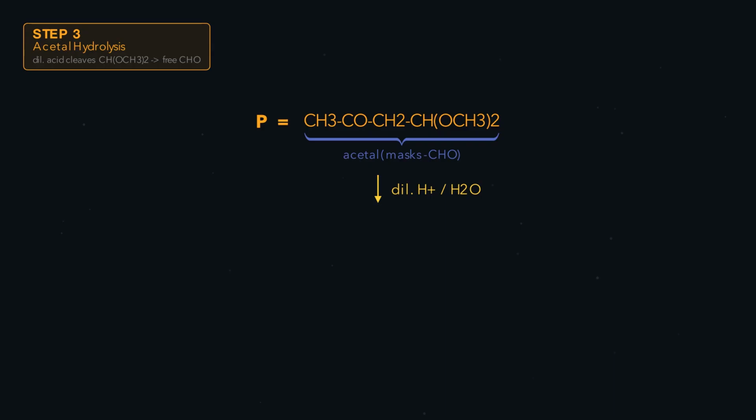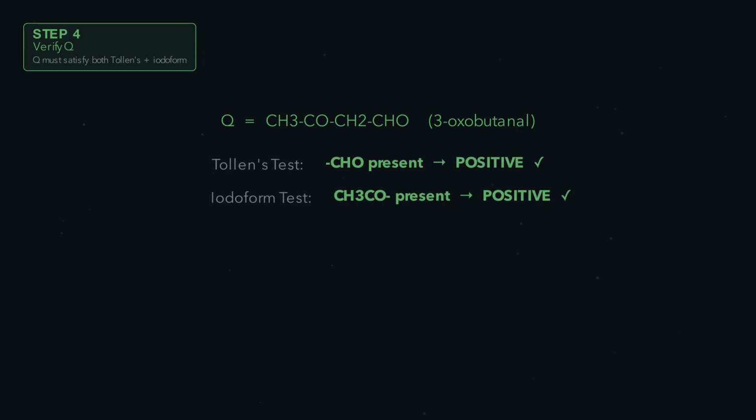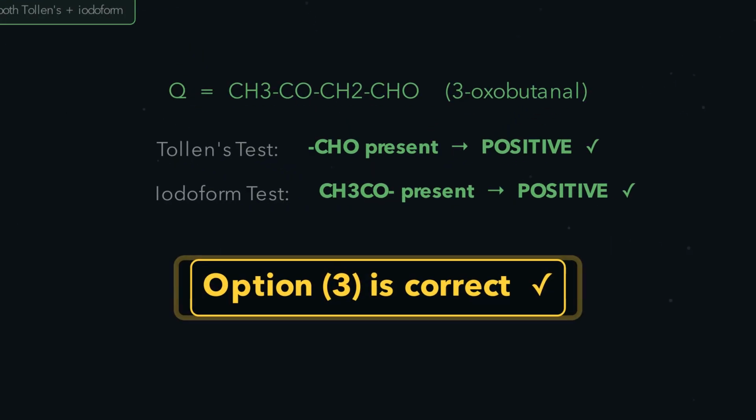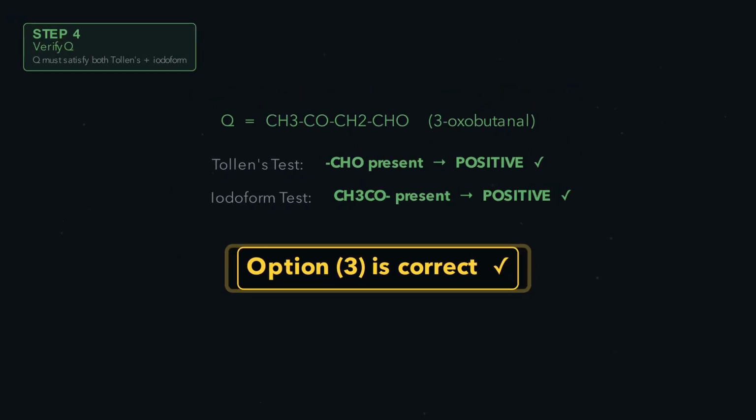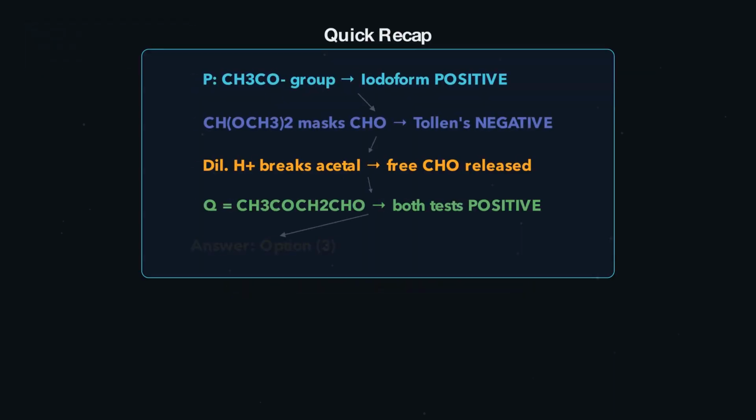Option 3 is the key. It has a methyl ketone at one end and a dimethyl acetal at the other, meaning the aldehyde group is masked as a carbon with two methoxy groups. That's exactly why Tollens is negative. But dilute acid breaks the acetal linkage and releases the free aldehyde. So, Q becomes 3-oxobutanal. It has a methyl ketone for positive iodoform and a free aldehyde for positive Tollens. Both conditions satisfied. The correct structure of P is option 3, the acetal-protected ketoaldehyde.